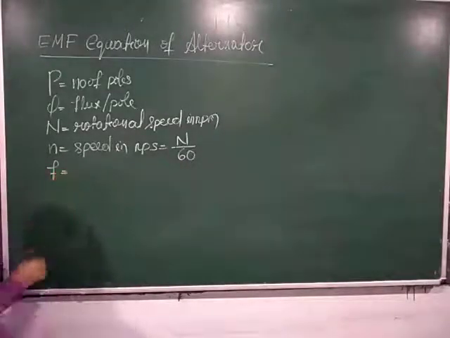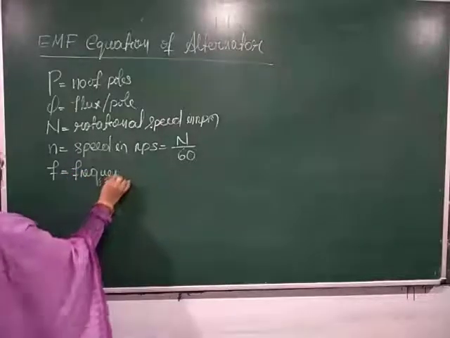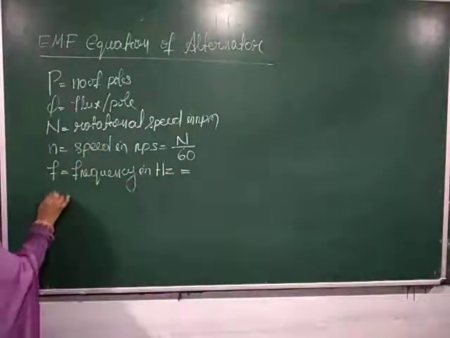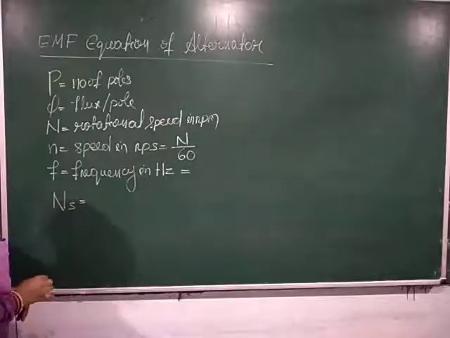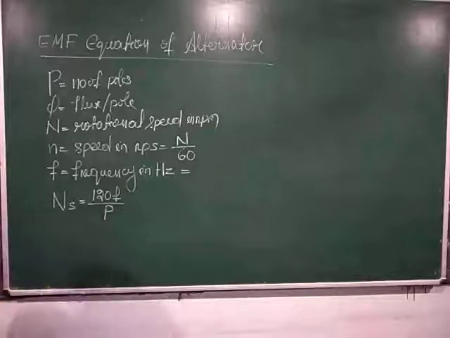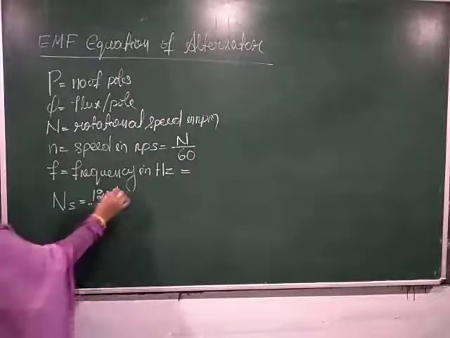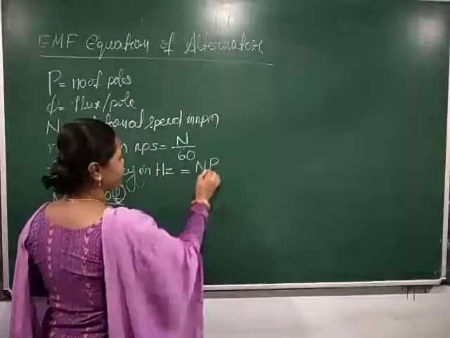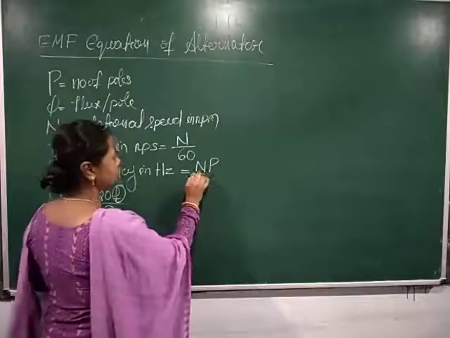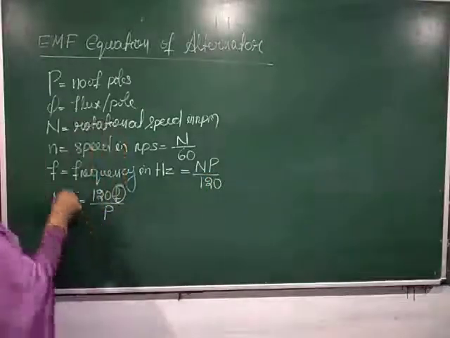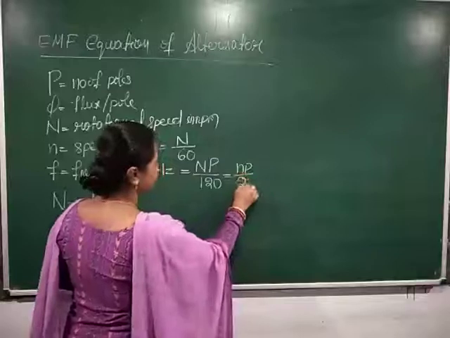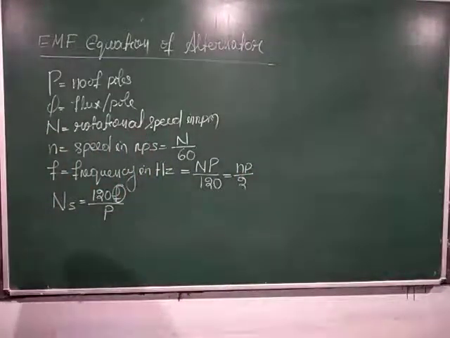Then F is the frequency in Hertz, and its value we derived from the synchronous speed of an alternator, which is represented as 120 F by P. So we may write this equation as F is the product of speed in RPM and number of poles divided by 120, and in terms of RPS its value is nP by 2.